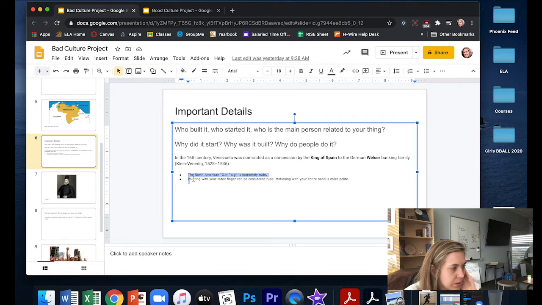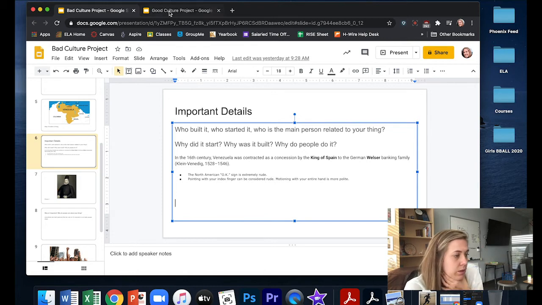And then these two bullet points saying that the North American OK sign is extremely rude, that's not even related to the King of Spain and the German Wessler family. These two sets of information are completely disorienting because they aren't related to each other. So we need some transitions to move from one topic to the other. So if they're both important details, we need to have some transition sentences in there. So after talking about the history, like with the King of Spain and the German family, then I'd say, there's also important information to know about certain hand signs that are different between our culture and Venezuelan culture.